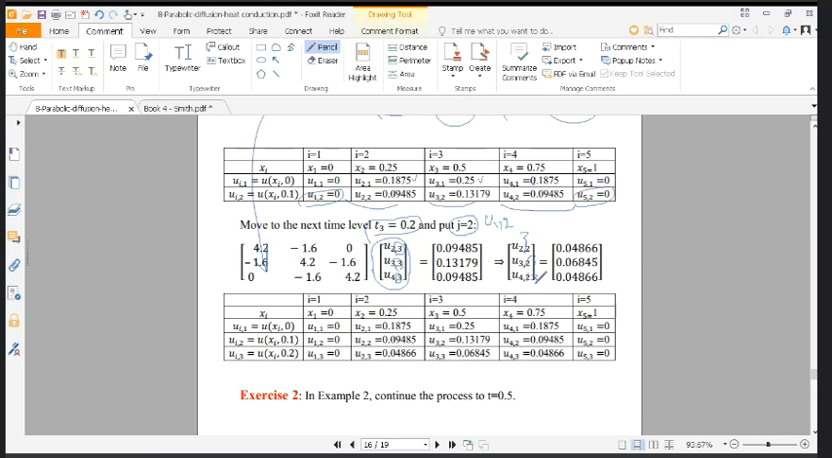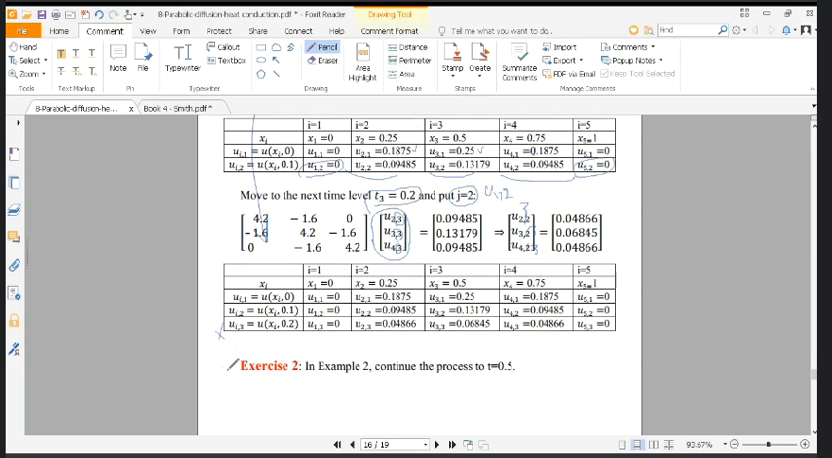Suddenly we were able to get all the answers for the third row, for t3. And then we put these values in the third row of the table. Okay?